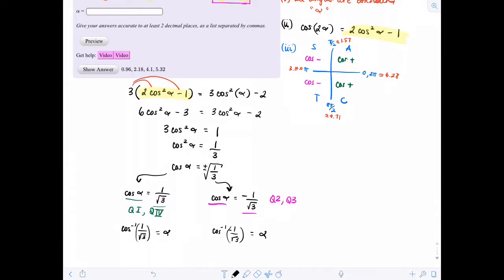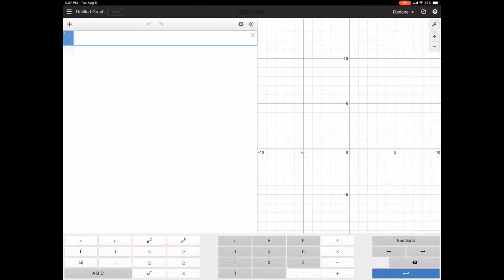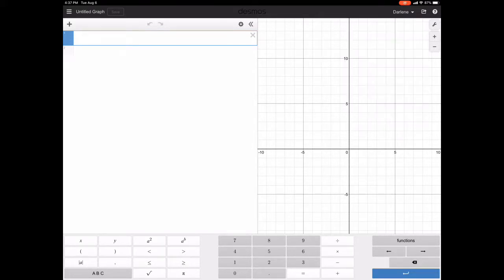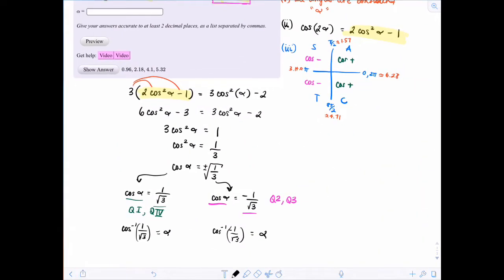Okay, so if I go ahead and put this in the calculator, and of course always make sure that your calculator is in radians, as mine is, we can go to functions, inverse cosine of positive 1 divided by the square root of 3, and then close the parenthesis. And we can see the first one is 0.9555, which would be rounded as 0.96. So alpha here is 0.96.